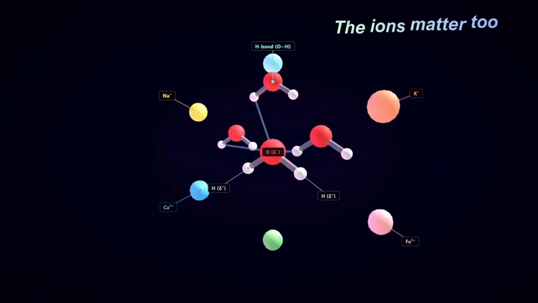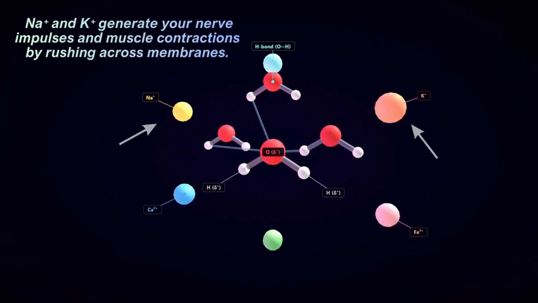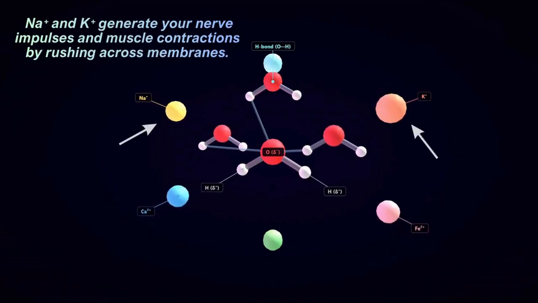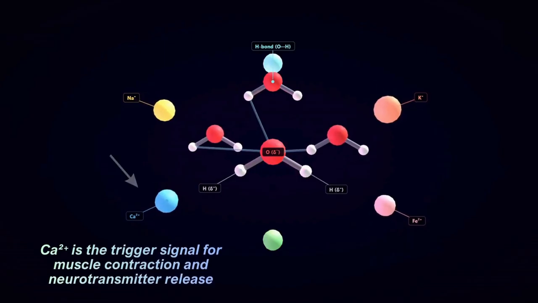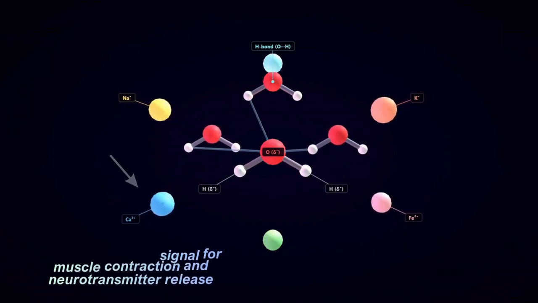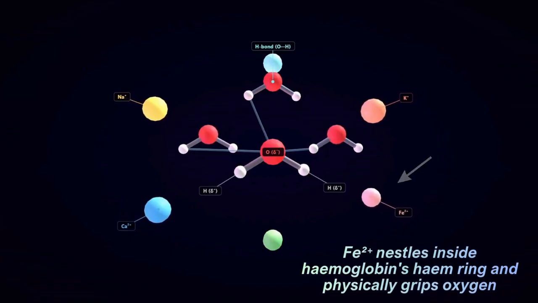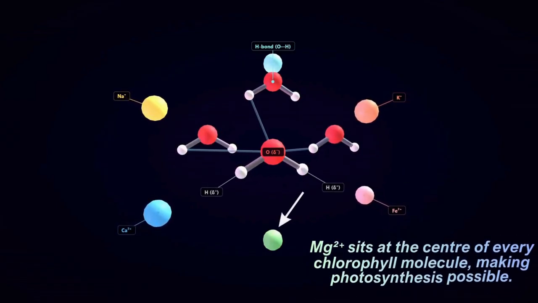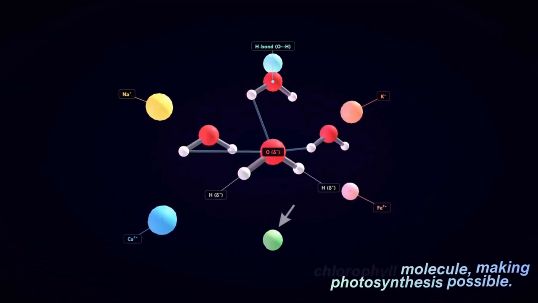The ions matter too. Sodium and potassium generate your nerve impulses and muscle contractions by rushing across membranes. Calcium is the trigger signal for muscle contraction and neurotransmitter release. Iron nestles inside hemoglobin's heme ring and physically grips oxygen. Magnesium sits at the center of every chlorophyll molecule, making photosynthesis possible.